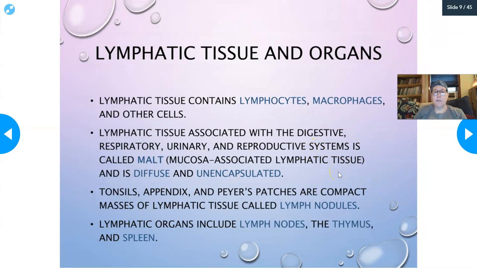So lymphatic tissue contains lymphocytes, macrophages, and other cells. Lymphatic tissue that's associated with the digestive, respiratory, urinary, and reproductive systems is called the MALT, mucosa-associated lymphatic tissue, and is part of our protection against bacteria and infections. That type of lymphatic tissue is diffuse and unencapsulated, so it's all over those areas. Your tonsils, your appendix, and your Peyer's patches are compact masses of lymphatic tissue, and they're called lymph nodules. And your lymphatic organs include your lymph nodes, the thymus, and the spleen.